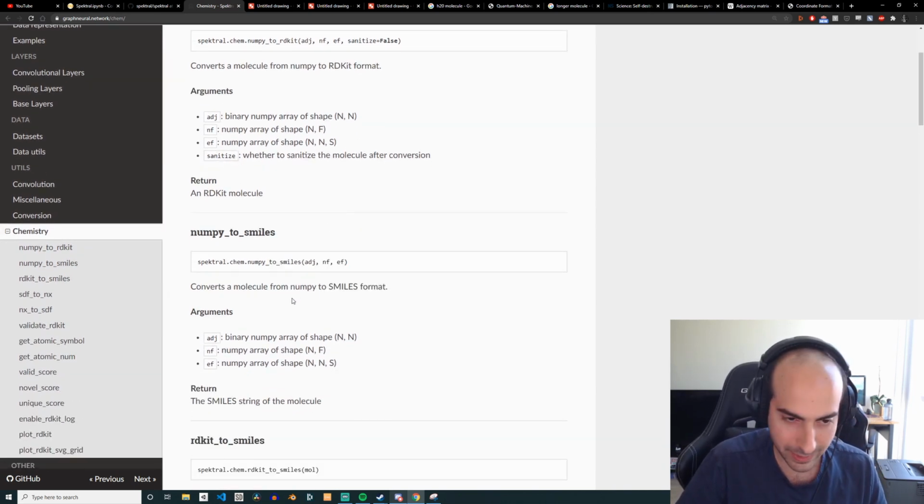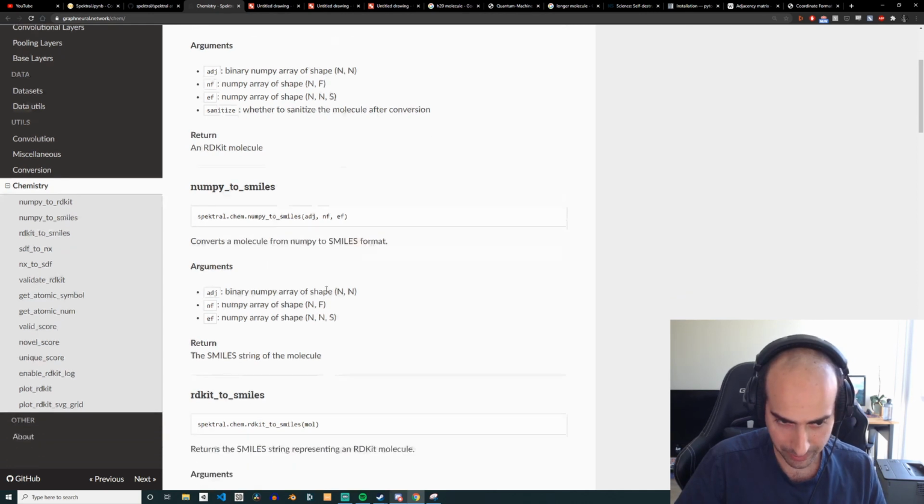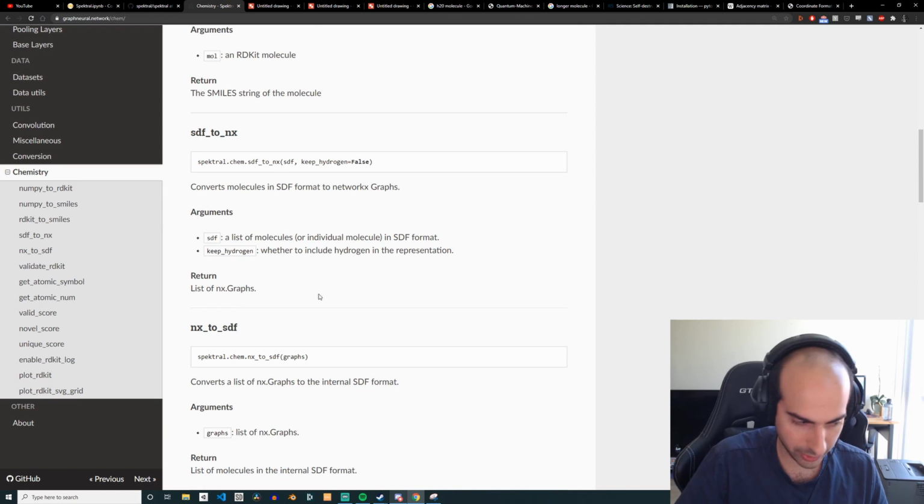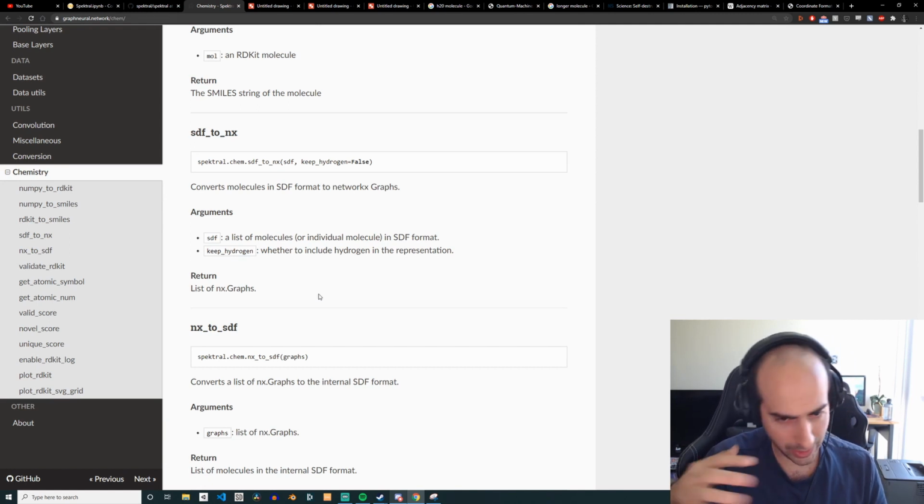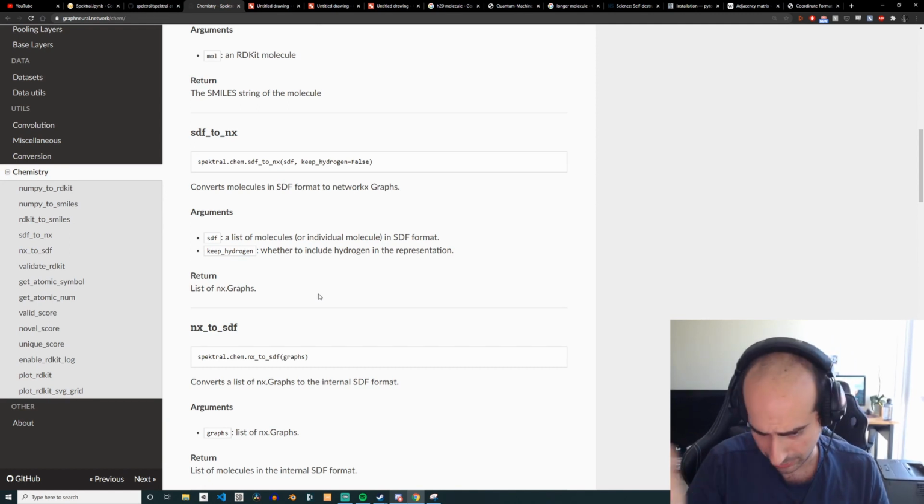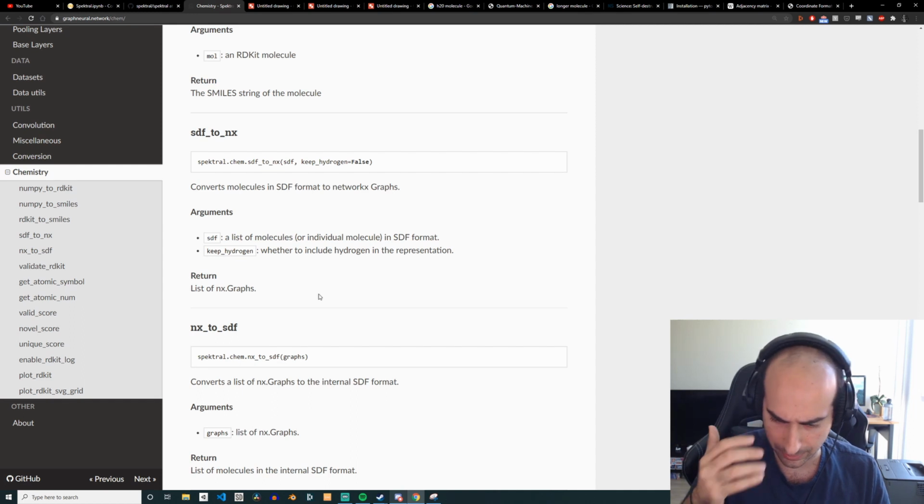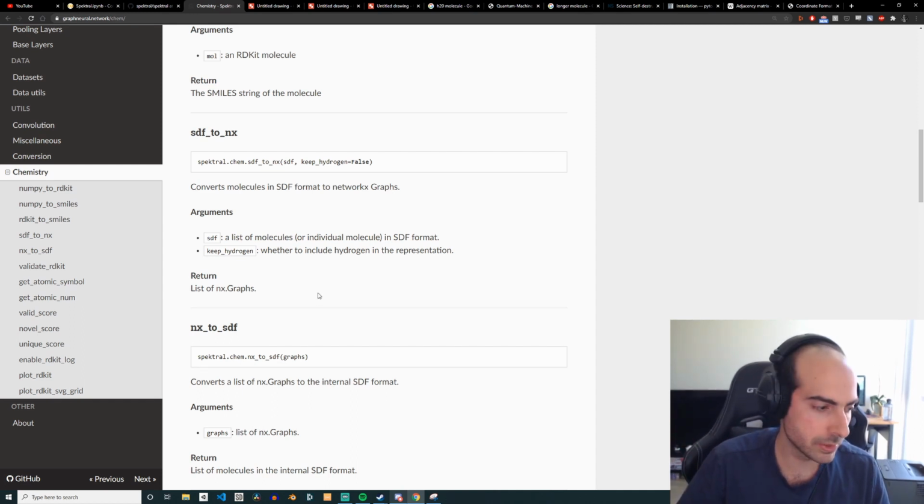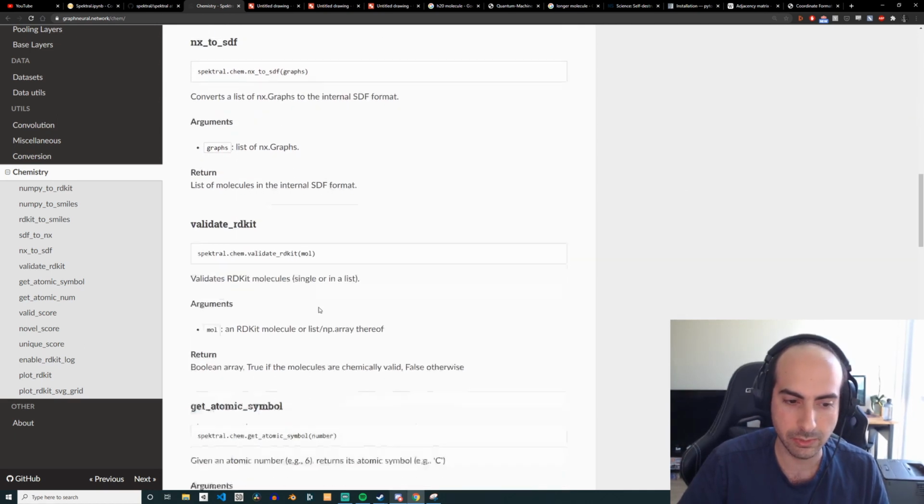The SMILES format is basically a way to turn a molecule into a string. And then once it's a string, you can use any sort of NLP technique on top of it, whether it's transformers or RNNs or hidden Markov models. Any sort of sequence-to-sequence algorithm will work just fine here.